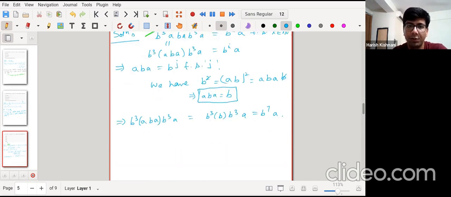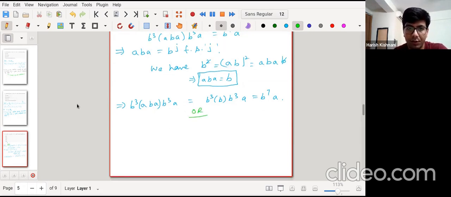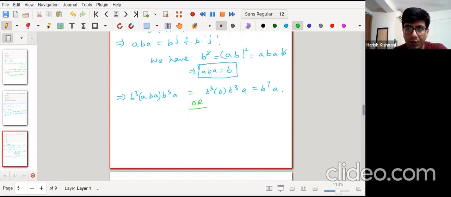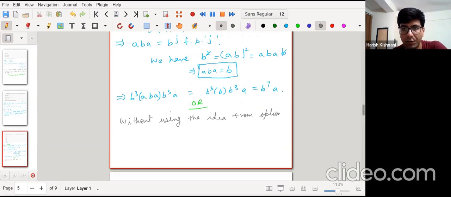Now, if we don't know what the options are, without using the idea of known options, simply without using options, how can you do that?